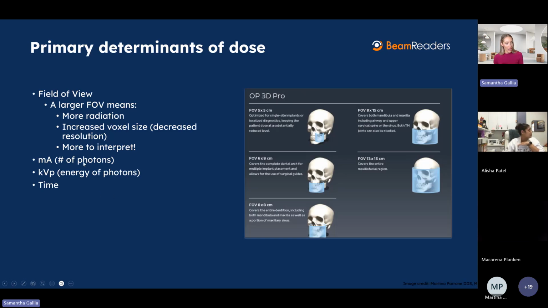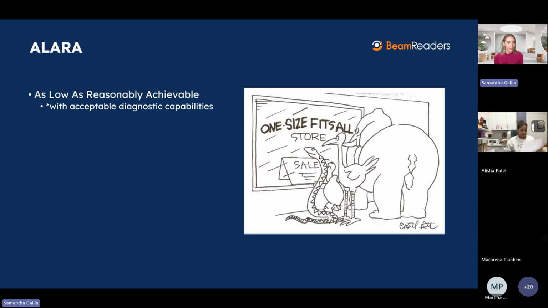So other factors of a CBCT that determine the dose are the mA, which is the number of photons of an image, the kVp, the energy of photons, and time to take the image. We'll talk a little bit more about those aspects when we talk about taking the CBCT next time. But those are some of the things that help determine dose and why you often see a pretty big range of dose for machines.